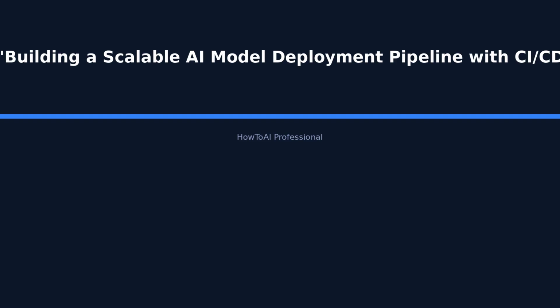As we wrap up our discussion on building a scalable AI model deployment pipeline with CI/CD, it's essential to highlight some best practices to ensure your efforts yield successful results. 1. Embrace a collaborative culture. Foster a culture of collaboration between data scientists, software engineers, and operations teams. Encourage open communication and shared responsibility for the success of AI projects.